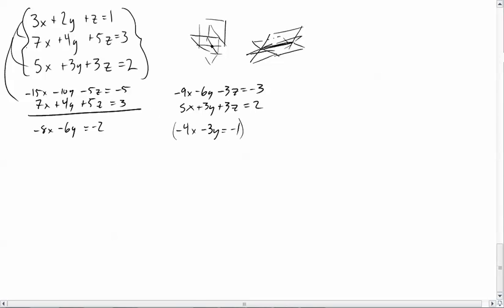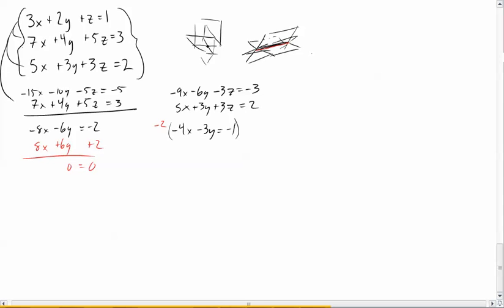Now I have two equations with just x and y, and using those, I'll take this one and multiply it by -2, which will give me 8x plus 6y equals 2. You'll notice here that they both actually eliminate. What that means is that I now have a situation where they actually cross along a line.